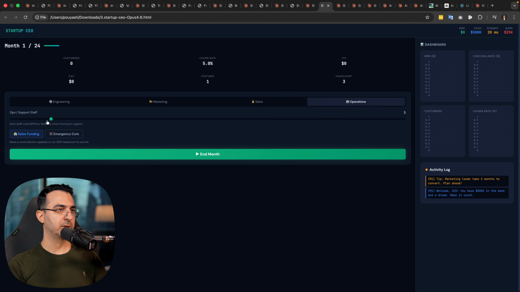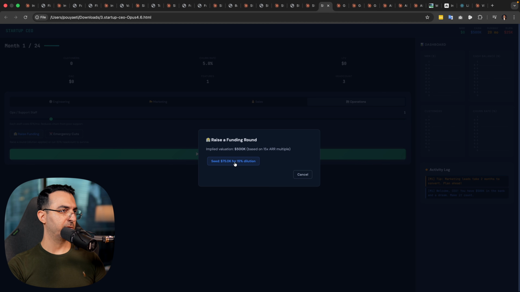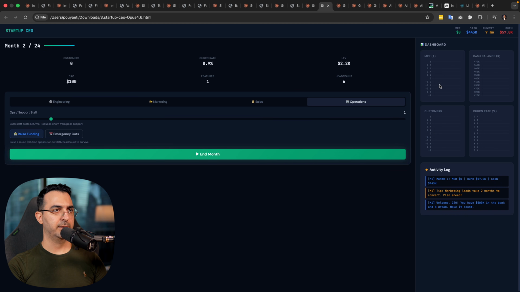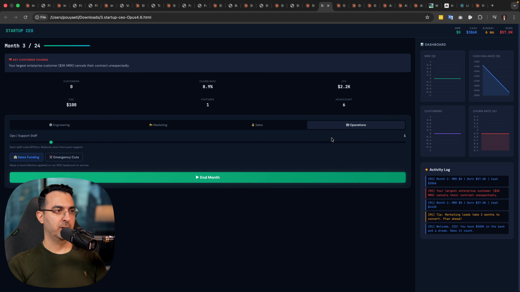This is for support. And here we have emergency cut and raise funding. Okay, for raise funding, for the first round, we can get $75,000 and dilute our shares for 15%. It's really cool. Now let's go for the next month. All right. The numbers look really cool. We have activity log here. I don't know if we are making progress or not.